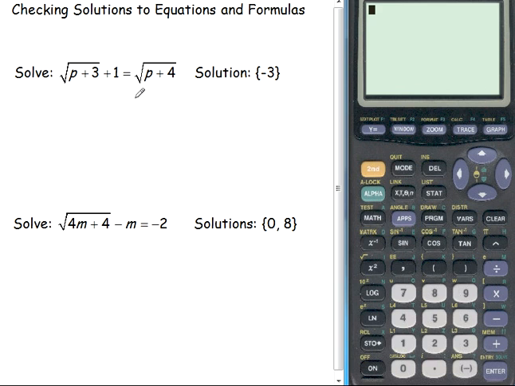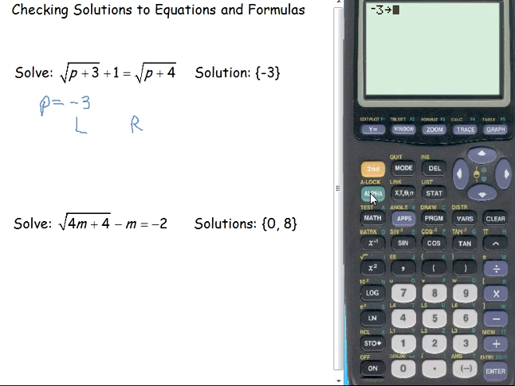It says the solution is -3. So we're going to start by assigning the value -3 to P. And then we're going to just look at what the left side equals and what the right side equals. That can be done in your head too, but let's just go ahead and do it. If they come out equal, then it certainly is the solution.